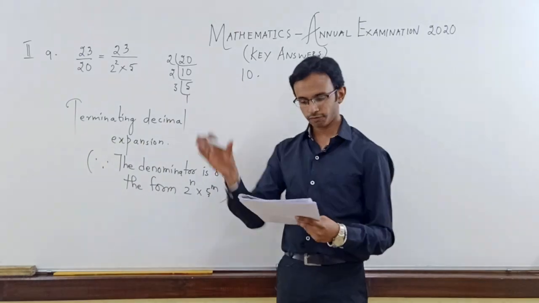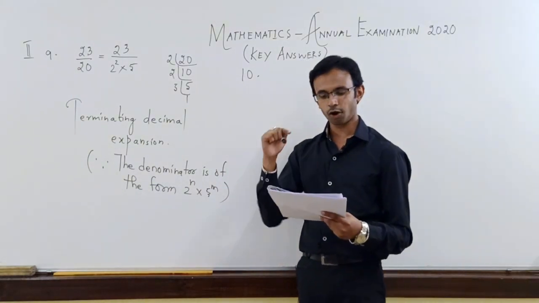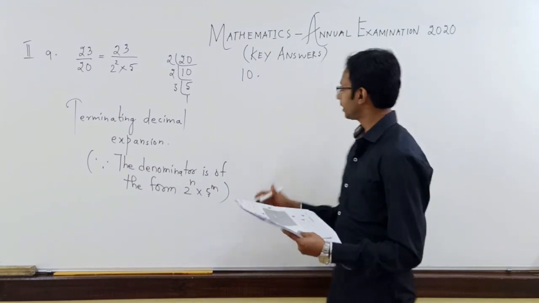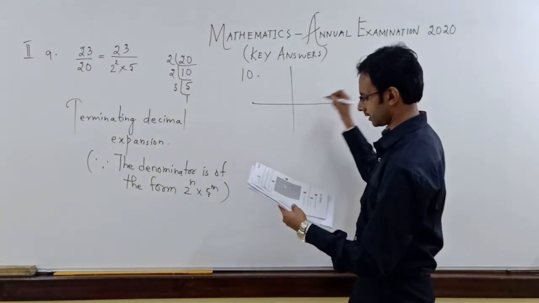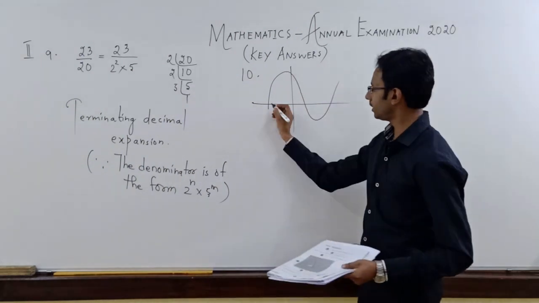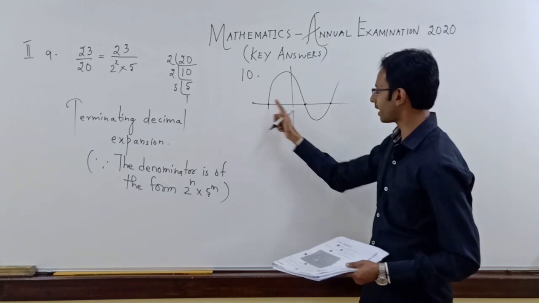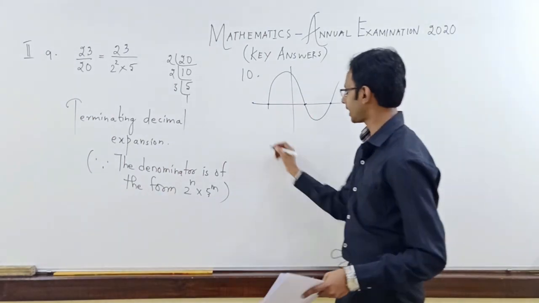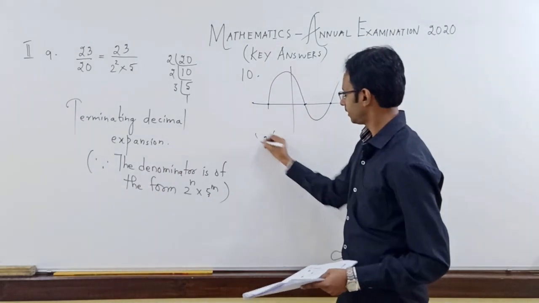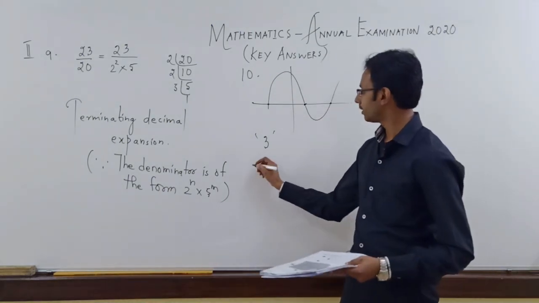Problem number 10. They are asking us to represent the polynomial y is equal to p of x in the graph, and they are asking how many zeros are present in that. So when you look at the graph, the curve is like this. When you see, it is cutting the x-axis at 3 different points. Therefore we have 3 zeros of this polynomial. So the answer is just you should write 3. That's all. 1 mark you will get. There are 3 zeros.